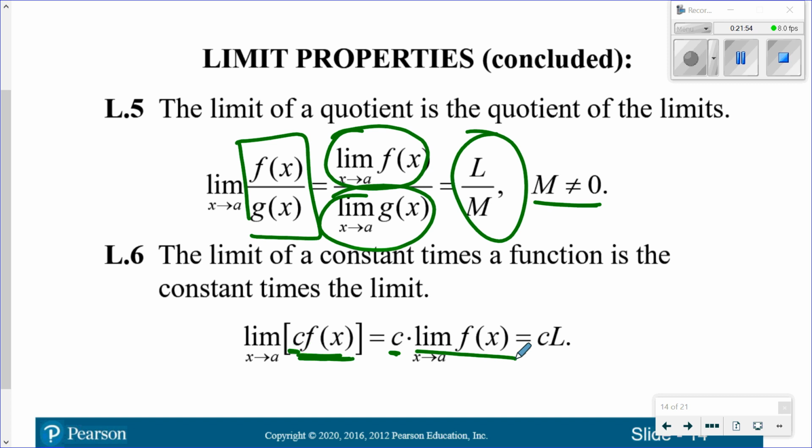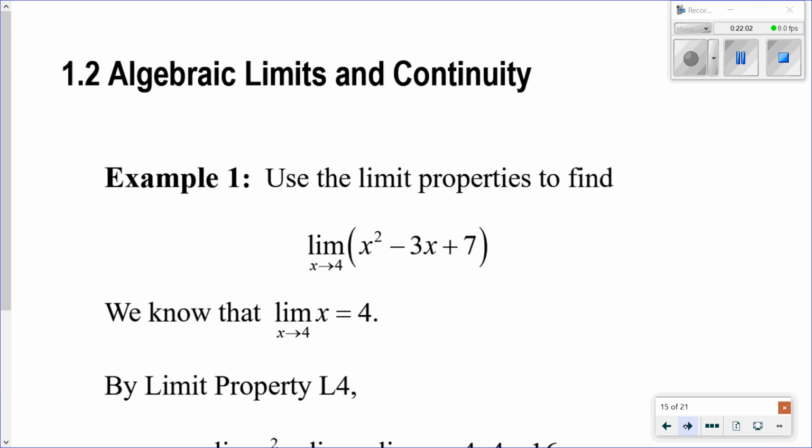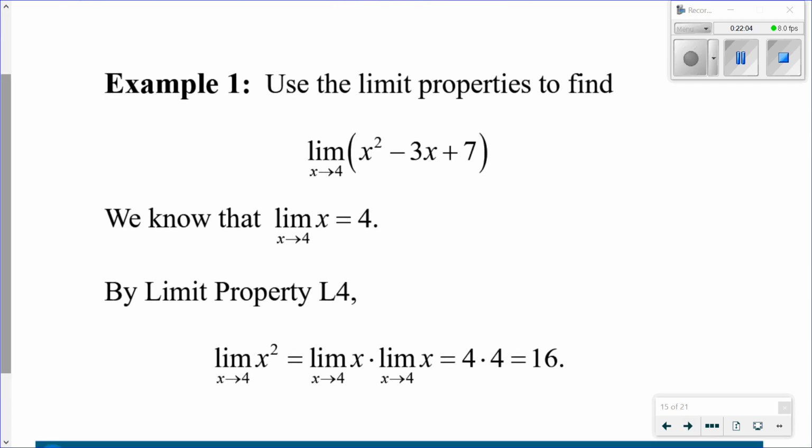Okay, again, these are just properties. You're probably not even going to realize that you're using them when you do, but we need to know that they exist. All right. So this one, we're going to use the sum and difference properties. We're also going to use a power property. We don't even realize we're doing that.